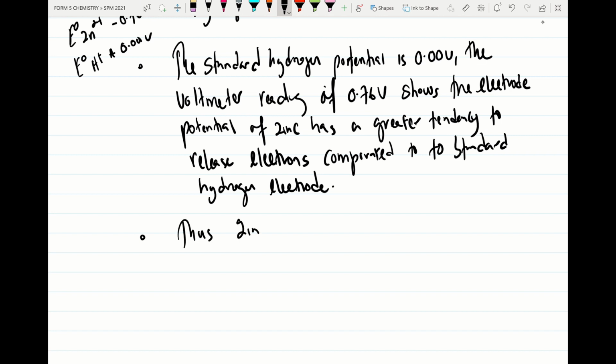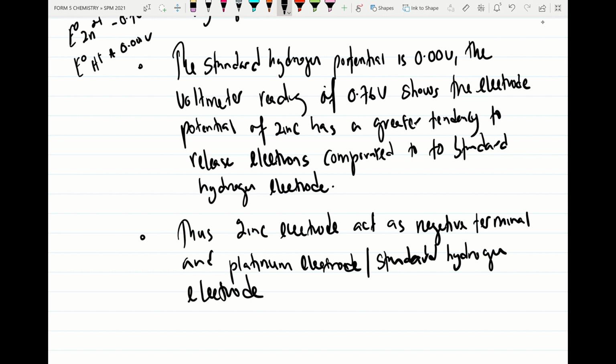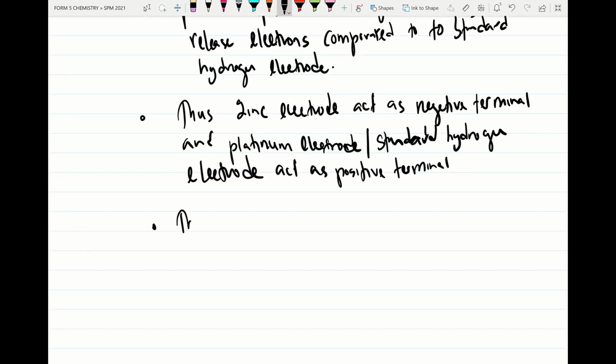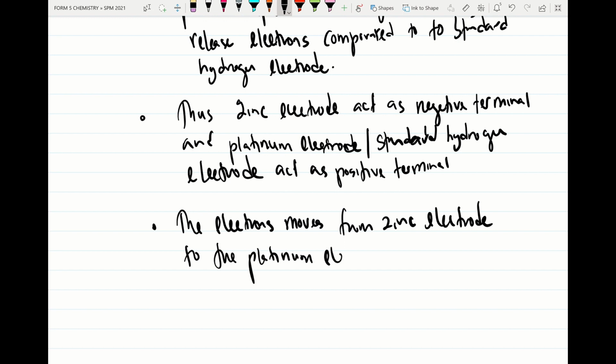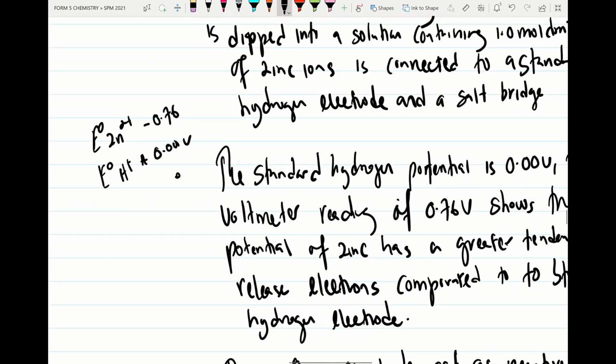So next, we try to identify the terminal. Thus, the zinc electrode acts as the negative terminal, and the platinum electrode, or we can put standard hydrogen electrode, acts as the positive terminal. Next point that students must write is the movement of electron. The electrons move from the zinc electrode to the platinum electrode. So please check, the electron will move from the zinc electrode to the platinum electrode. So this is the answer that students should write.